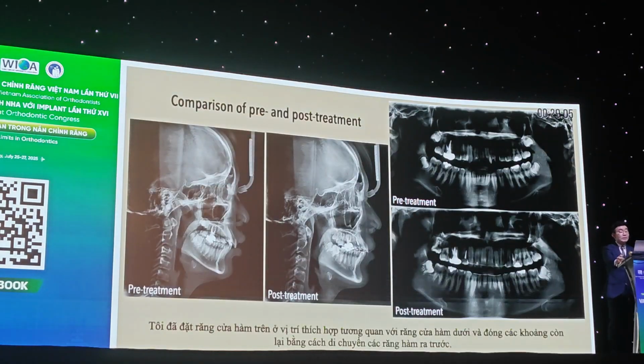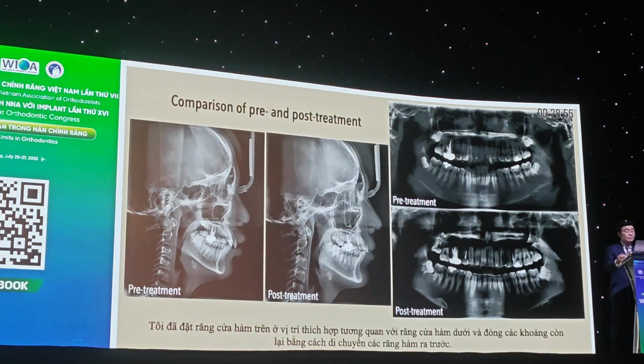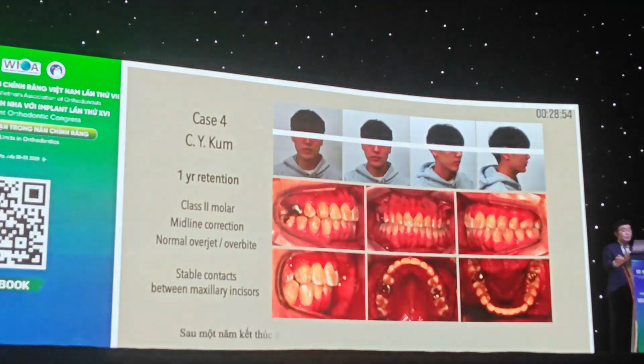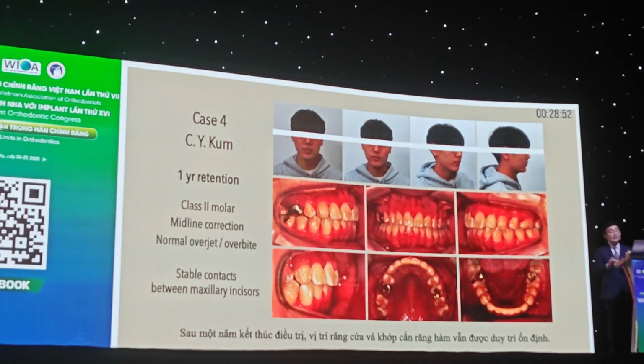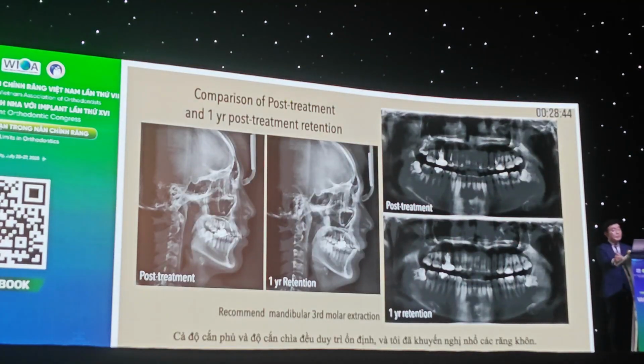I positioned the maxillary incisors favorably with respect to the mandibular incisors, and closed the remaining space with the forward movement of the molars. At 1 year post-retention, the position of the incisors and occlusion of the molars were well maintained and stable. Both overbite and overjet have also remained stable, and I recommended the extraction of the third molars.